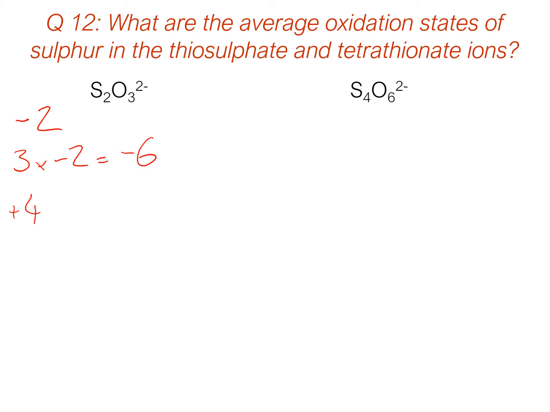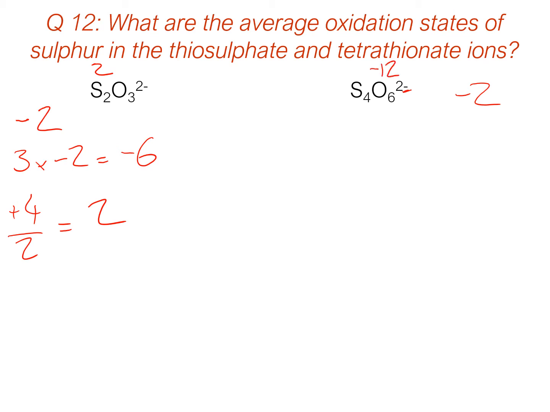And the sulfur, or both the sulfurs, contribute in total +4 to the oxidation state. There's 2 of them, so +4 divided by 2 equals 2. So the average oxidation state of sulfur in the thiosulfate anion is 2. Now we can do exactly the same with the tetrathionate ion. In this case, we also want it to get to -2 because that's the charge on the ion. There are 6 oxygens. Again, each of them are contributing -2. So in total, the contribution to the oxidation state from oxygen is -12.